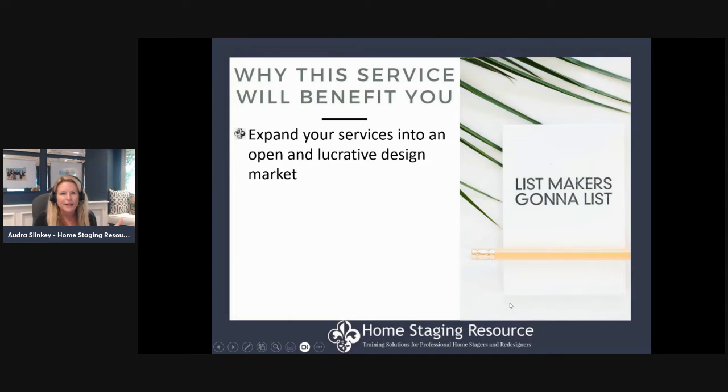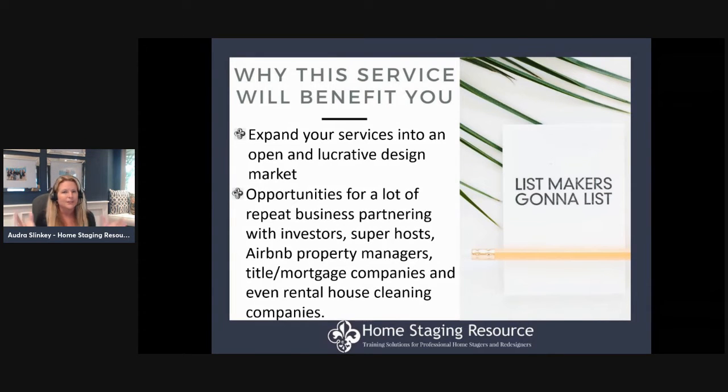So again, expanding your services, why not? If you're feeling slow, especially if you're a stager, I think this kind of design really hedges your business well, because in staging, you have these high moments and you also have slower moments where this can hedge that service. And again, it's that repeat business.